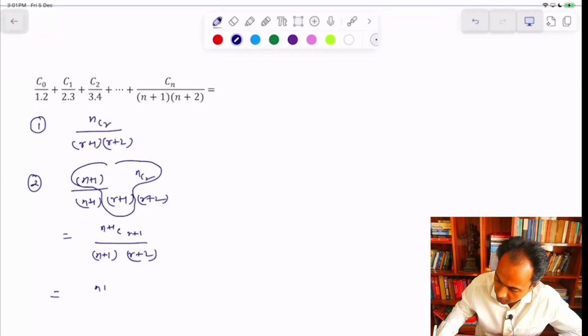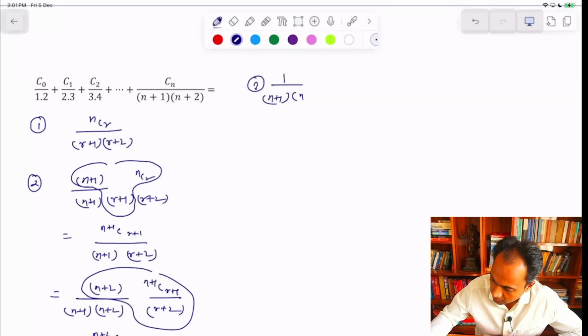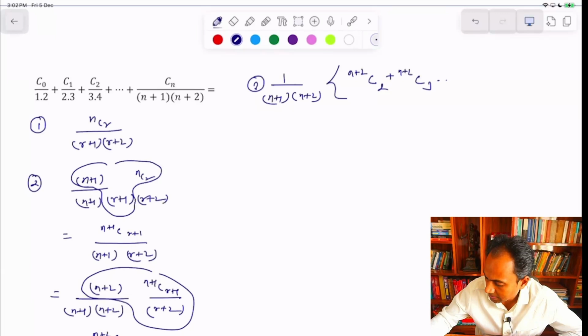One more time, we are going to multiply and divide by n plus 2. So n plus 1 was already there, and n plus 2 will come in the denominator. We have n plus 1 Cr plus 1 by r plus 2. Again apply the property, this will become n plus 2 Cr plus 2 divided by n plus 1, n plus 2. The third part, we are going to rewrite the series. So if I rewrite the series, 1 upon n plus 1, n plus 2 will come outside, and inside, if I put the value of r as 0, it will become n plus 2 C2, n plus 2 C3, and it will keep on going till n plus 2 Cn plus 2.